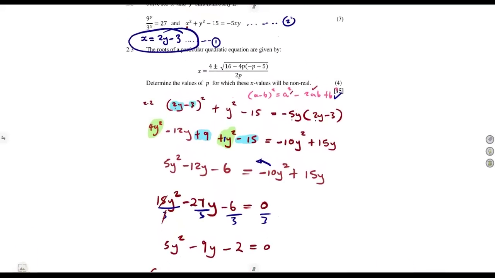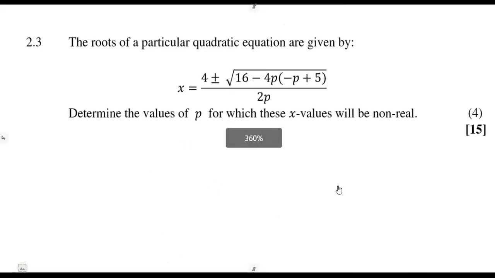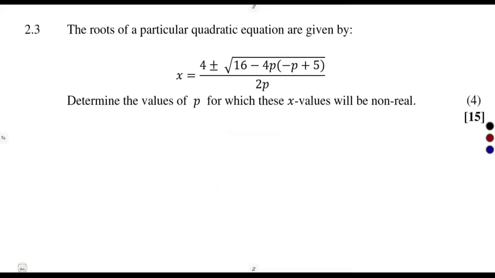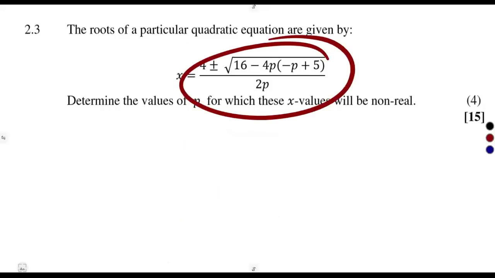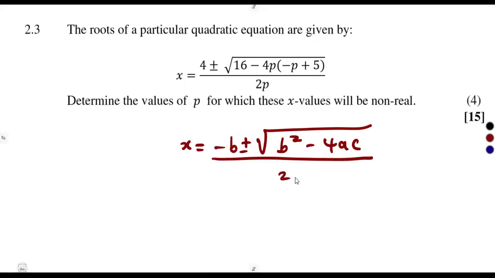All right, so let's just do more revisions. Another part was the roots of a particular quadratic equation. We do not even know it, but we are given that these roots are going to be given like this. As we understand our quadratic formula, x is equal to minus b plus or minus what? The square root of b squared minus 4ac over what? Over 2a. So we are solving using our quadratic formula.